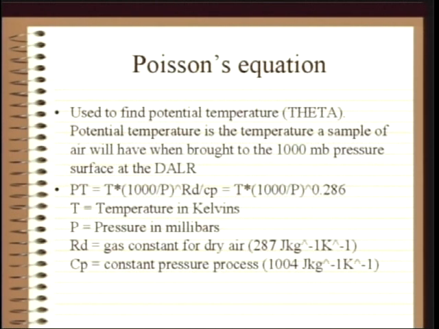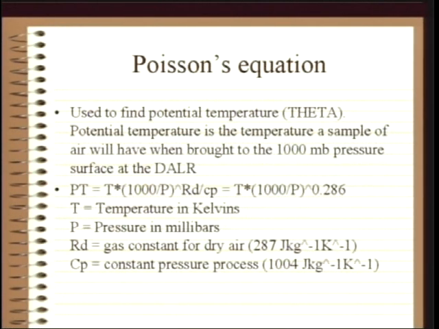Next, we're going to look at a very important equation in meteorology. This is Poisson's equation, and it is used to find the potential temperature, which you'll often see denoted as the term theta. So if you're reading a forecast discussion and it mentions theta, that's a reference to potential temperature. Well, what is the definition of potential temperature?